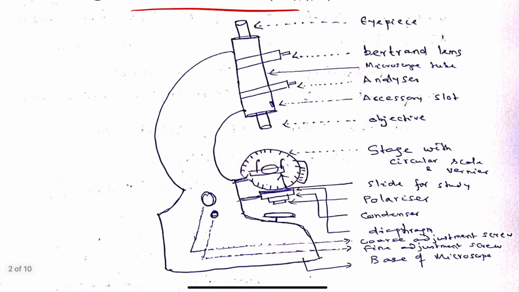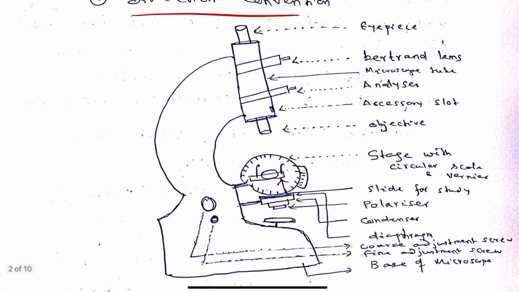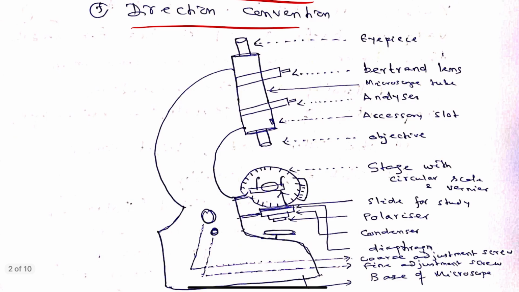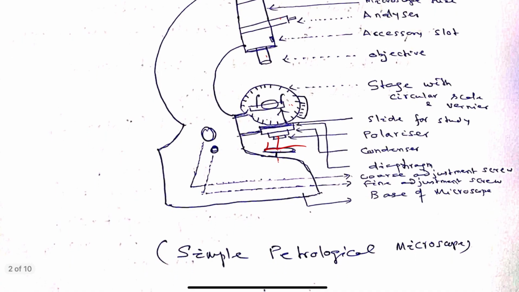But here is the simplest model of a petrological microscope. We have the base, then the mirror to allow the light into the microscope, then the polarizer, condensing lens, diaphragm, the stage, objective, analyzer, Bertrand lens, and eyepiece. These are the important components shown in a simplified form in the petrological microscope.